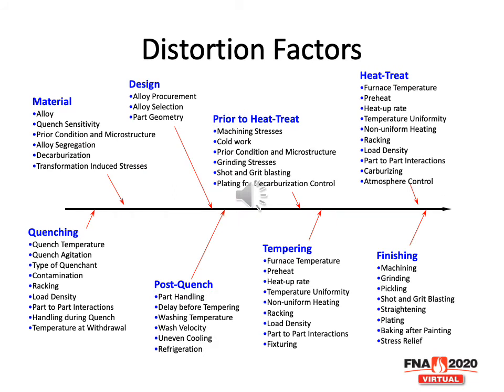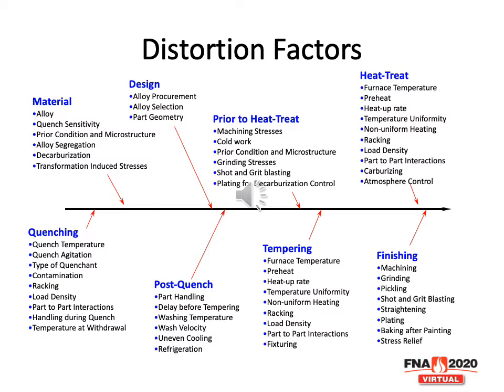Each of those operations that I indicated previously, whether it was the incoming material, the shaping, machining, heat treating, or the finish operations, contributes in some fashion to the distortion and residual stress of the part. I have to look at, for instance, the incoming material. What is the prior condition in microstructure? Is there decarburization present? What is the alloy? All of that will contribute to the amount of distortion.